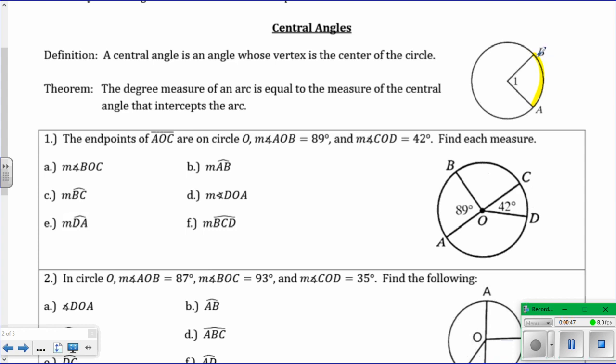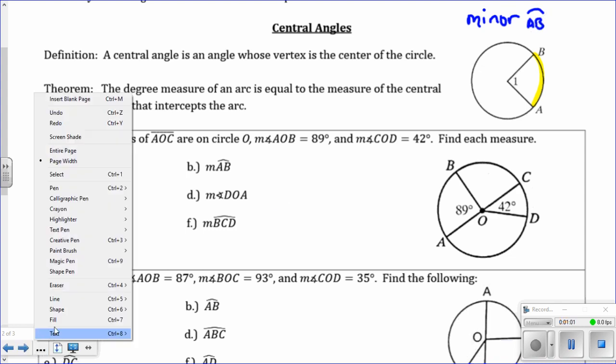Well, what if I want to talk about the smaller arc from A to B? Well, that arc is less than 180 degrees, so that is going to be a minor arc. Minor arc with the symbol above it for arc AB. Now, if you take a look at that angle 1, we're going to figure out what the rule is.